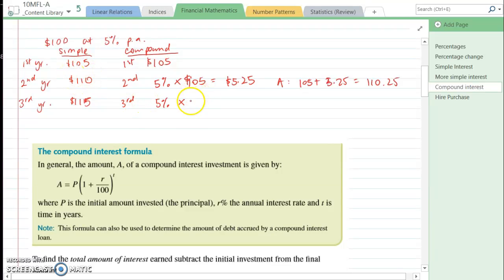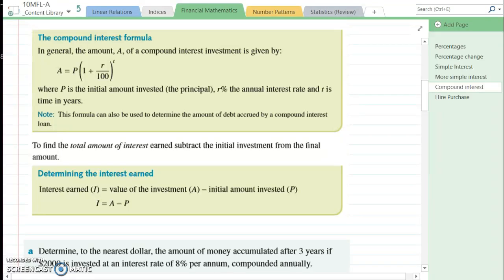Now in the third year, it will be 5% times 110.25, which is the final amount in the second year, which would give 5.5125. So my final amount is 110.25, which is what I owe at the end of the second year, plus that interest, which would equal $115.76. You can see it is only slightly more than if we were doing simple interest. Now, if you didn't follow this whole procedure of me calculating compound interest, not to worry.